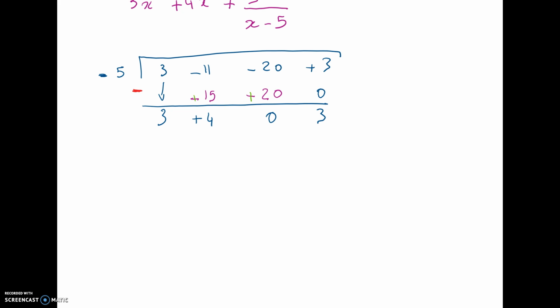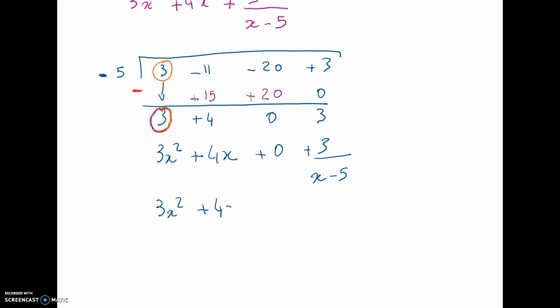The first 3 was corresponding to 3x cubed, meaning that the second 3, this one right here, is going to correspond to 3x squared. Now I know there is a decreasing exponent, so after x squared I need to have 4x plus 0 plus the rest, and obviously 3 is the rest, so I'm going to have plus 0 plus 3 over x minus 5. And if you don't want to write the 0, it's going to be 3x squared plus 4x plus 3 over x minus 5.